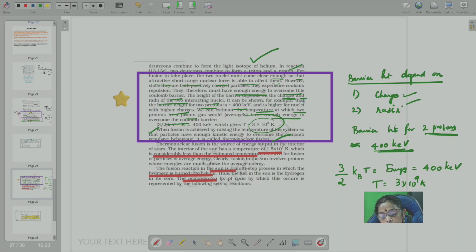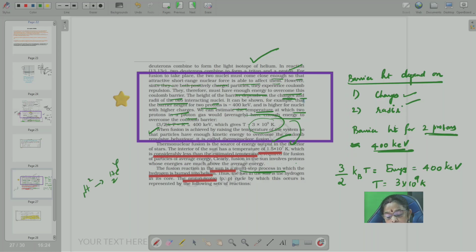Thermonuclear fusion is the source of energy output in the interior of stars. The interior of the sun has a temperature of 1.5 into 10 power 7 Kelvin, which is lesser than this. Therefore, fusion in the sun involves protons whose energies are much above the average energy. So fusion takes place only if the protons have energy greater than the average energy. Therefore, the fusion reaction in the sun is a multi-step process. It is not one single process like proton and proton, it's combined. It is a multi-step process in which hydrogen is burned into helium.